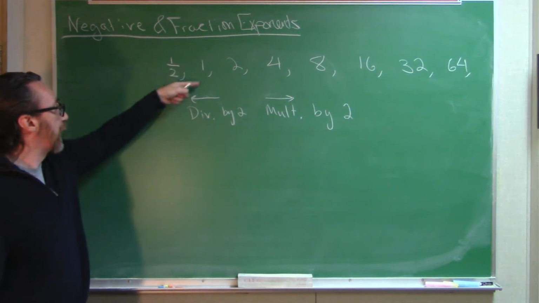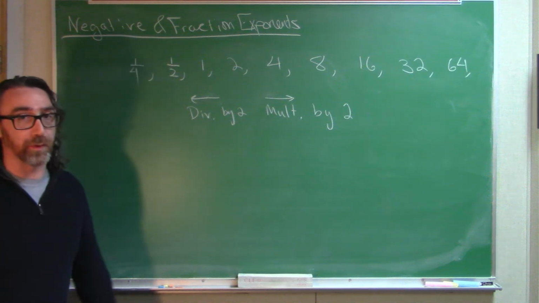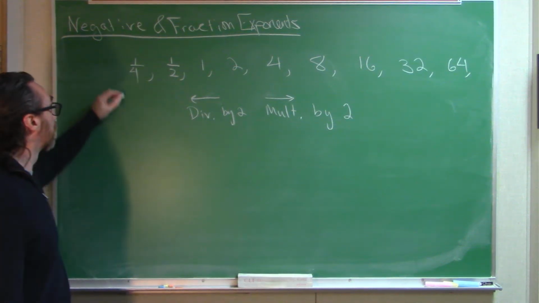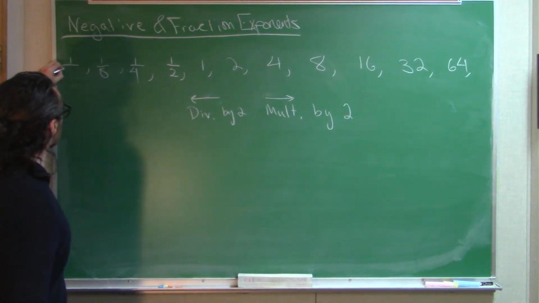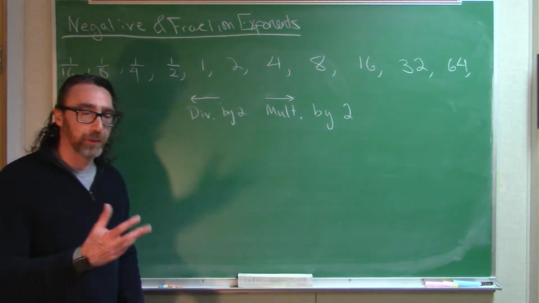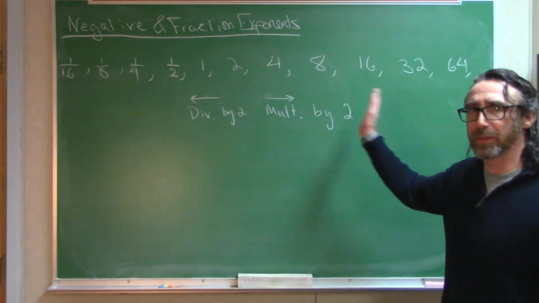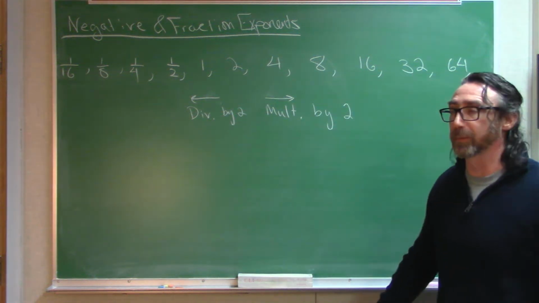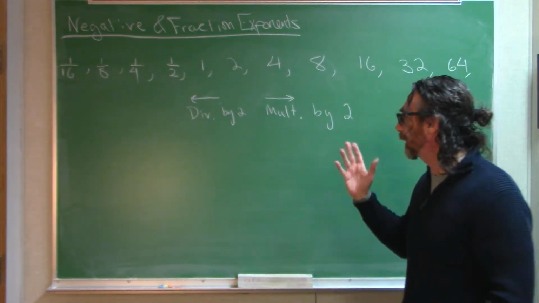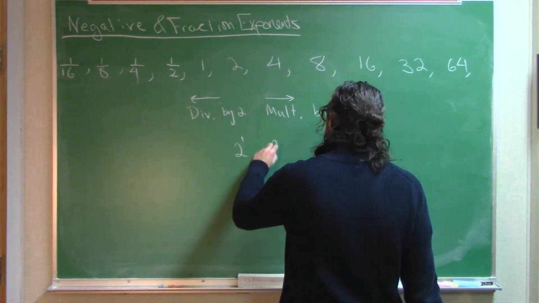I can keep on going to the left if I like. If I cut 1 in half, I get a half. You cut a half in half, and you get a quarter. Right? Half of a half, that's a quarter. 1/8. 1/16. So, pretty simple idea. You want to move to the right, you multiply by 2 in this sequence. If you want to move to the left, you do the opposite of multiplying. You divide.